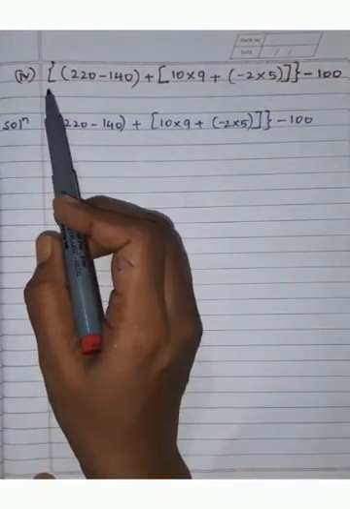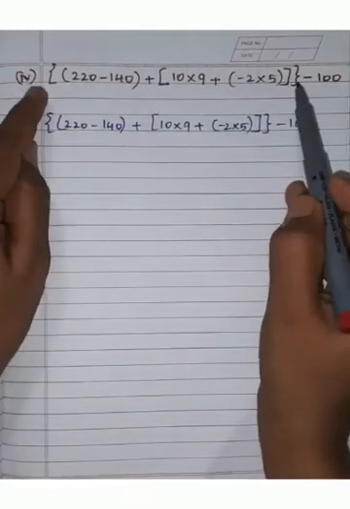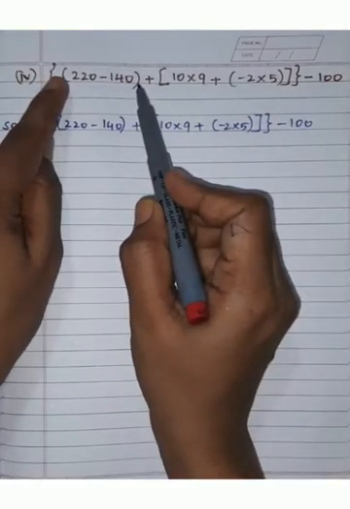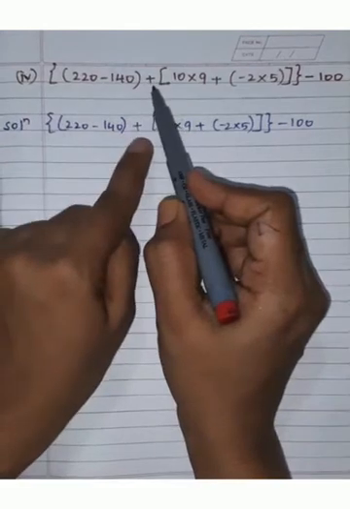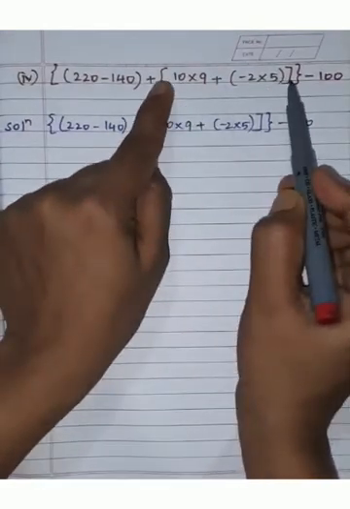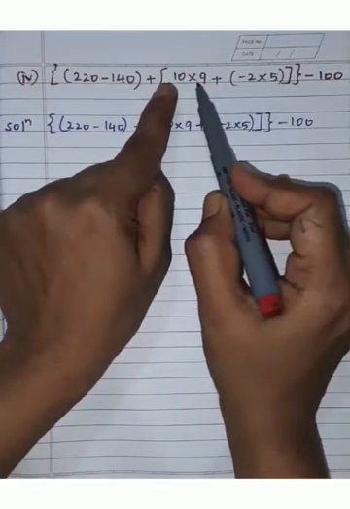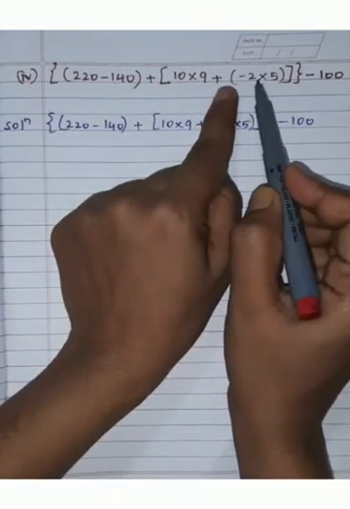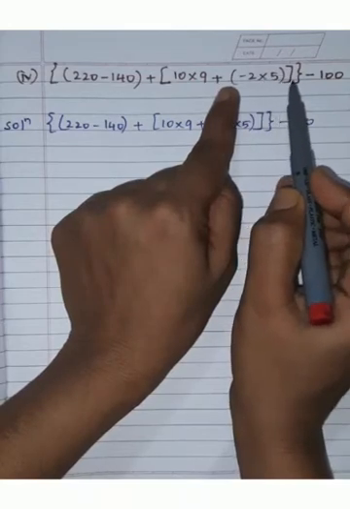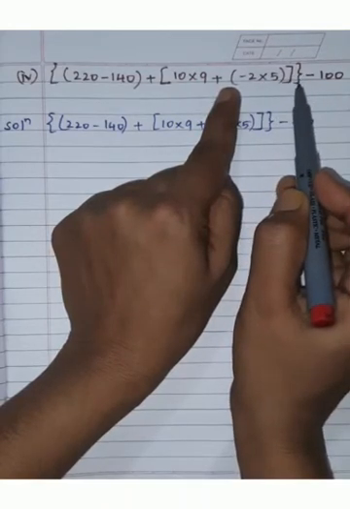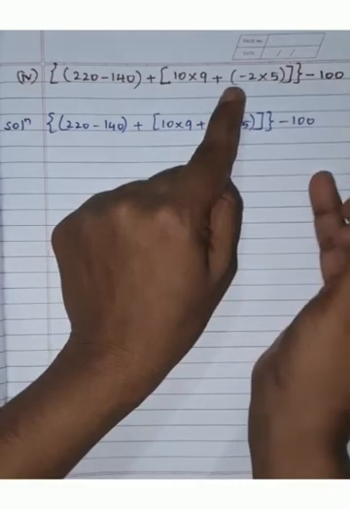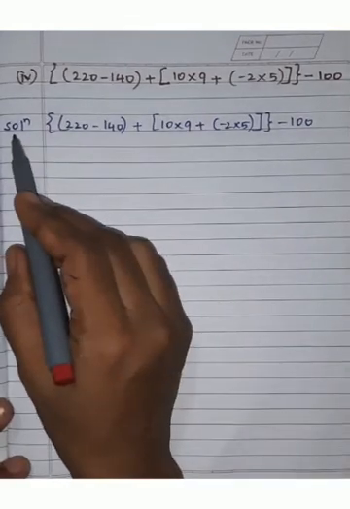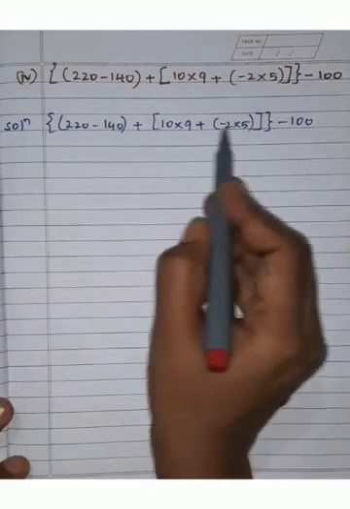Now students, our fourth sub question is, here you can see one curly bracket. Inside the curly bracket you can see round bracket 220 minus 140. They have closed the bracket. Then plus, then that is square bracket. Inside the square bracket you have 10 multiplied by 9 plus, then one more round bracket minus 2 multiplied by 5. Complete the bracket and they have curly bracket minus 100 is out of the bracket. So children, what we will be doing here? So in this expression we will write the solution by writing the question.